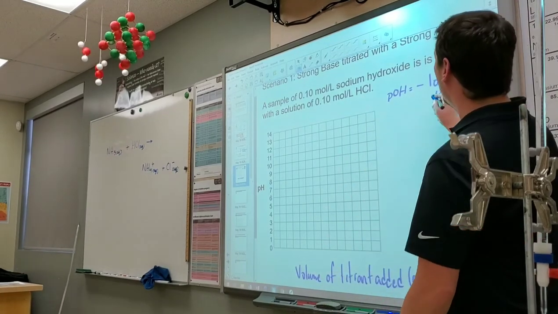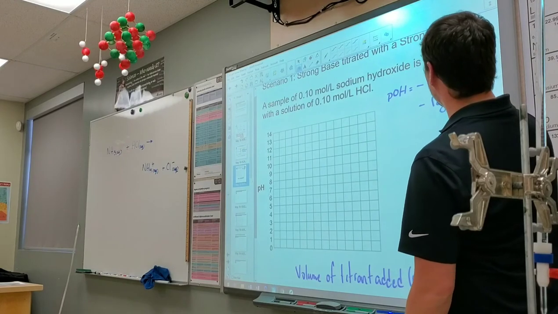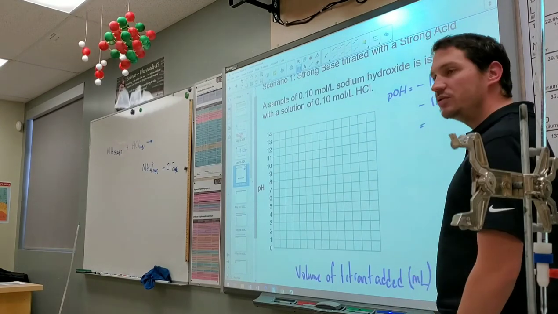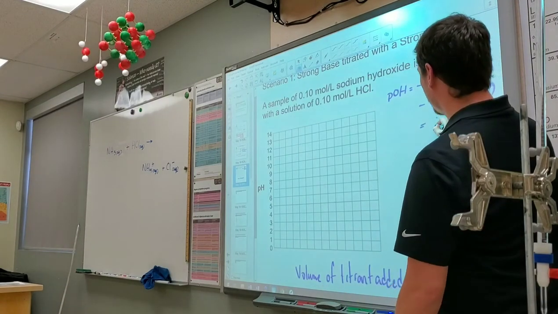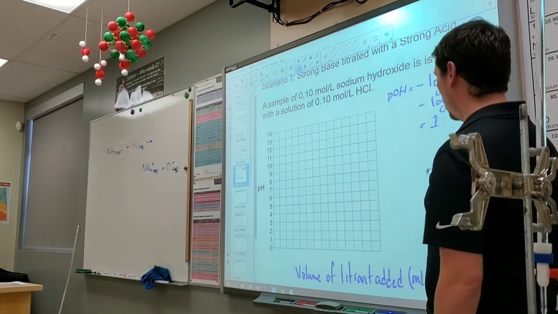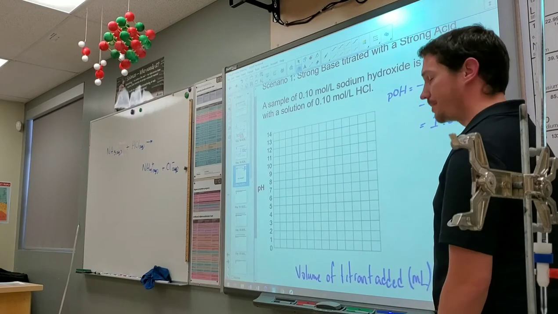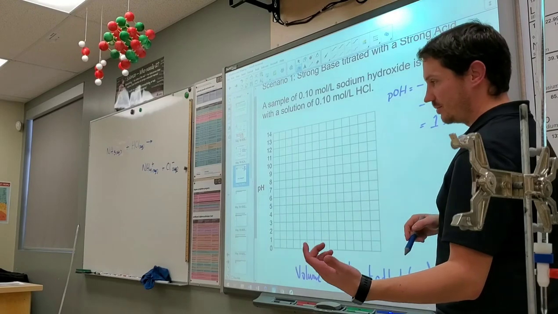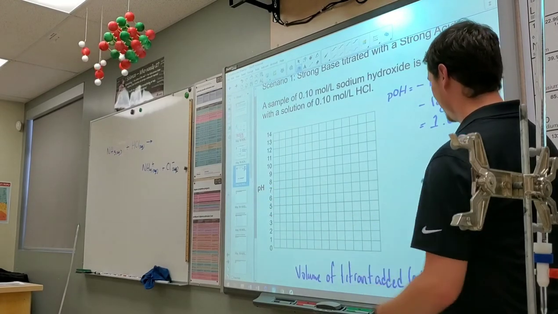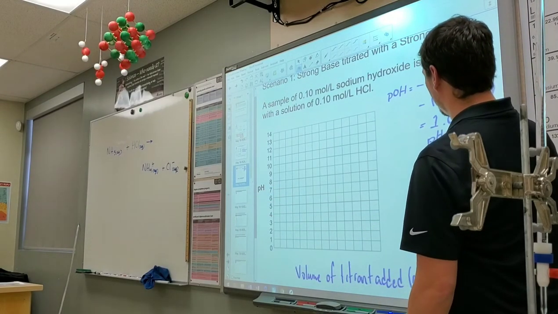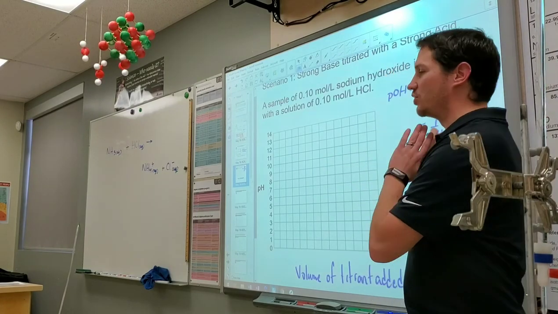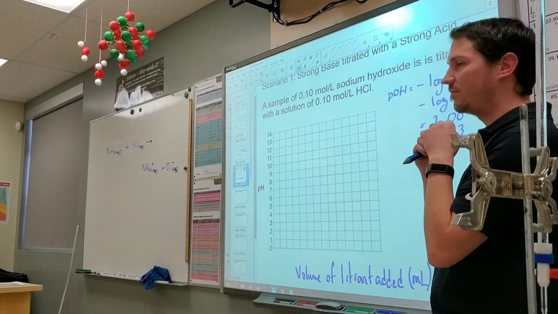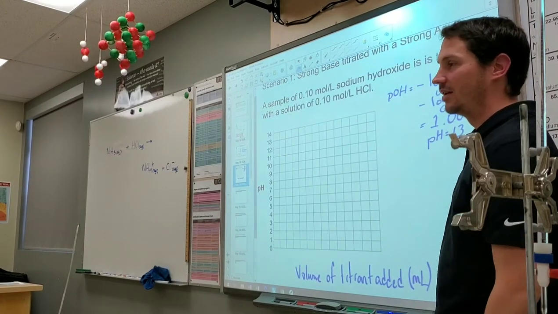Now, if you take the negative log of 0.1 moles per liter, you're going to get a pOH of 1.00. If my pOH is 1, what's my pH? 13. Good. So we got a pH of 13. It's not really required for this problem. I just wanted to flash back to those equations.